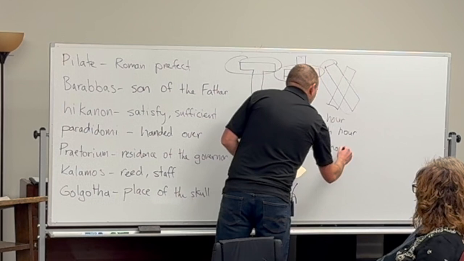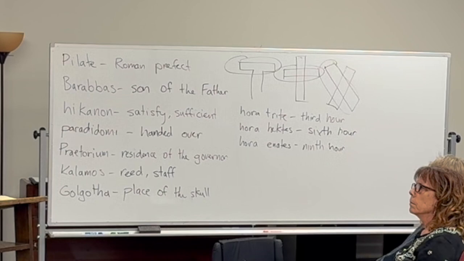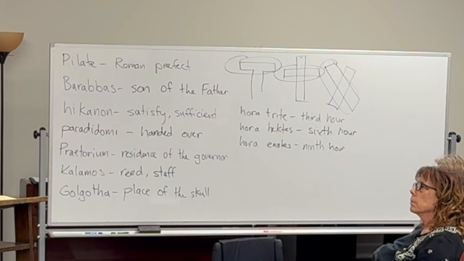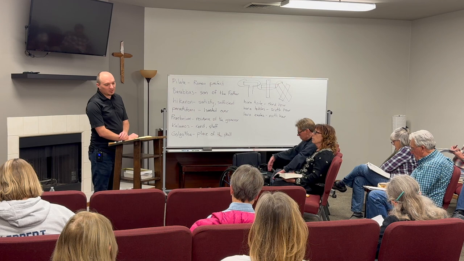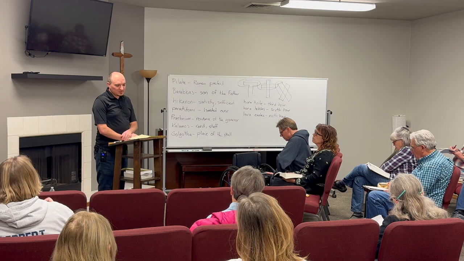There's been a lot of speculation about what causes the darkness that's mentioned here. Some have speculated that there's this huge cloud of dust or smoke that covers up the sun. Others have speculated an eclipse. The truth is none of those naturalistic explanations are really all that sufficient.